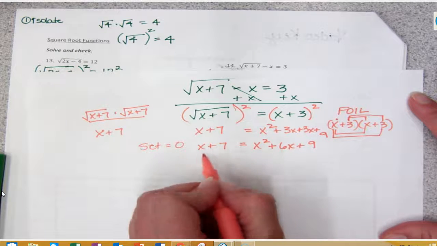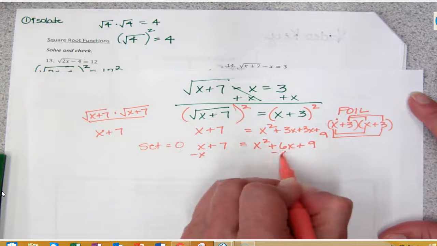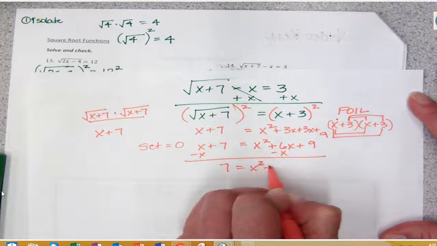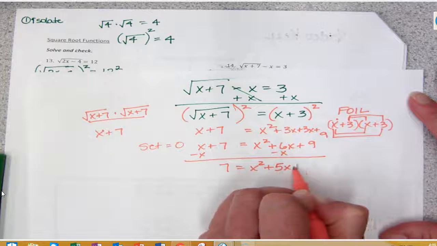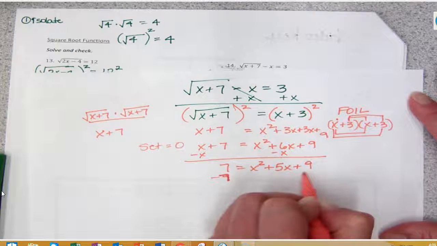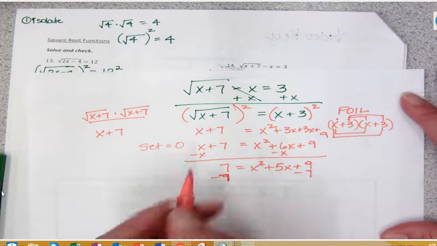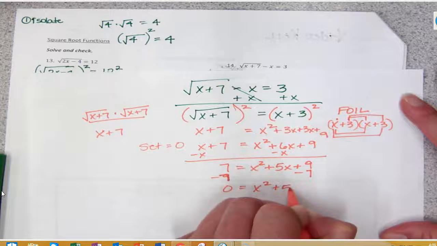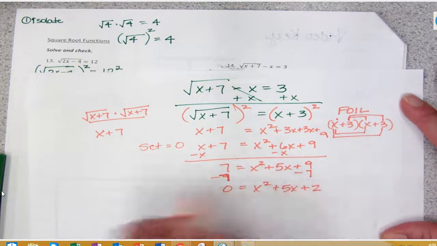So I'm going to subtract x from both sides, and I'm going to get 7 equals x squared plus 5x plus 9, and then I'm going to subtract 7 from each side, and I'm going to get 0 equals x squared plus 5x plus 2.